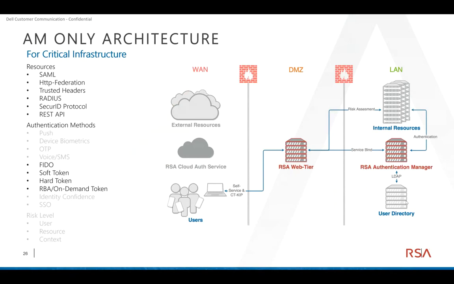If we are talking about the Authentication Manager architecture, these are the protocols we support: SAML, HTTP Federation, Trusted Headers, Radius, SECURID protocol, REST API. The authenticators we support: FIDO, YubiKey, software token, hardware token, risk-based authentication, and OTA token. As you see, the Authentication Manager on the LAN side is integrated with the Active Directory or the LDAP user directory for user authentication, and supports users accessing even VPN or different applications.